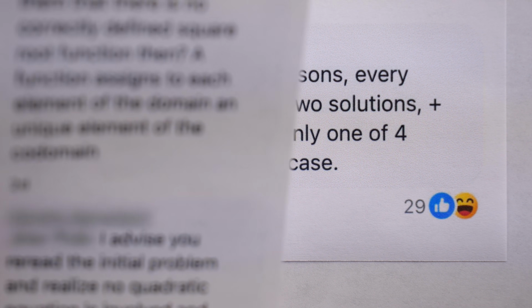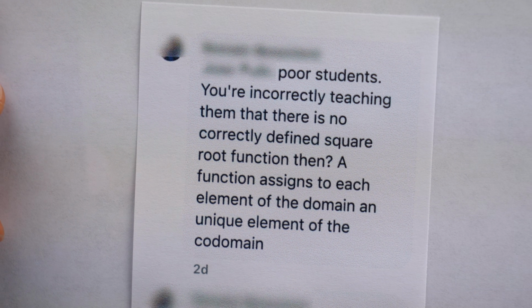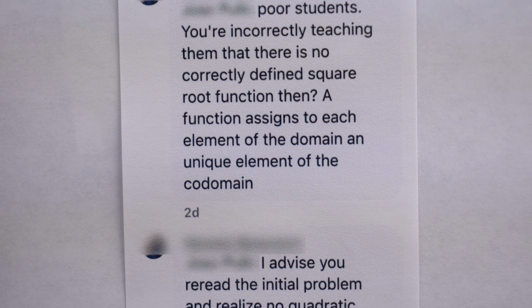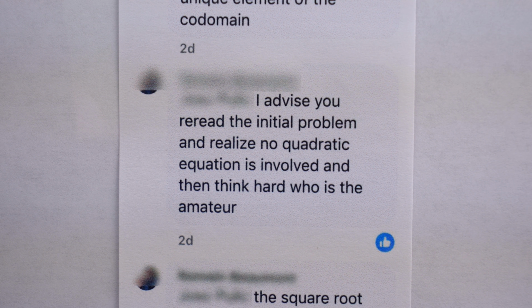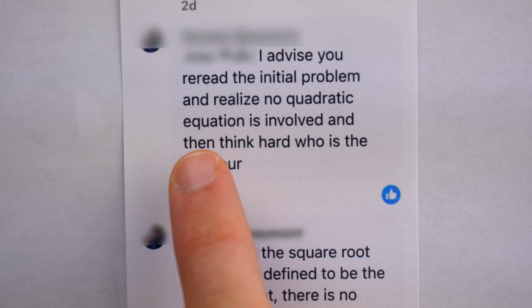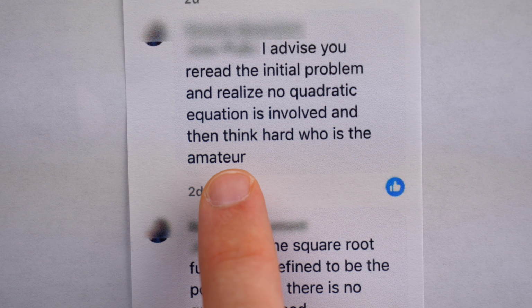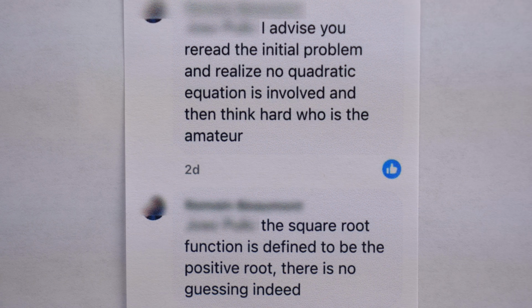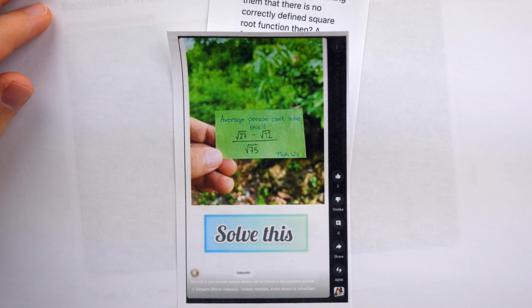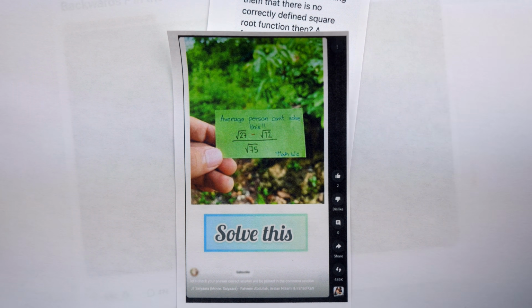However, like all jokes, it pretty quickly sparked a fiery debate. The jokester later added that he was a math teacher, and so of course he got a little bit of lecturing. "I advise you reread the initial problem and realize no quadratic equation is involved, and then think hard who is the amateur." I found the problem had also been posted to YouTube by, I think, an unaffiliated account, not by the real Math Wiz.